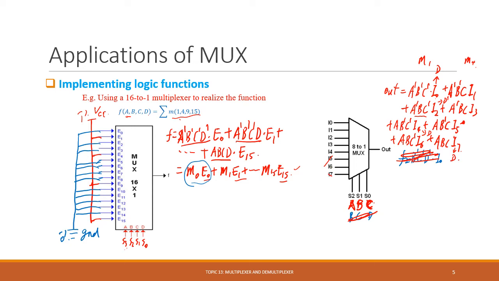Now it's clear. So I1 connects to D, the variable D, and I2 connects to D prime, and I4 connects to D, I7 connects to D. Then we just connect all the other unused inputs to ground, logic 0. We can also realize this function.